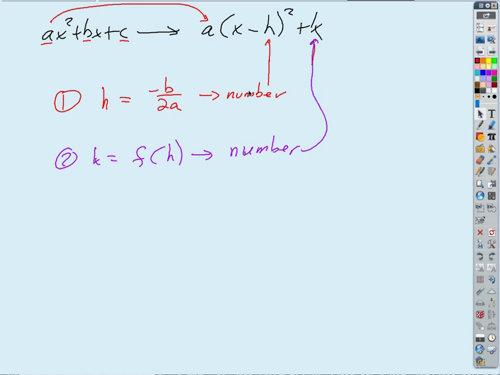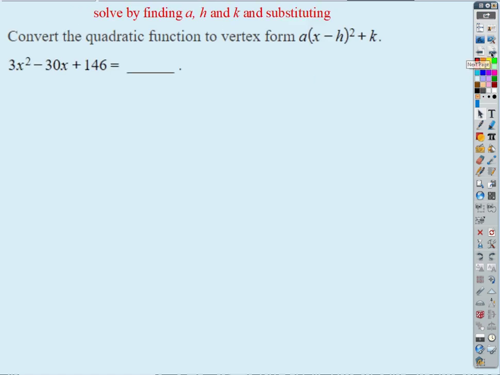How do I find k? Well, I'm just gonna evaluate the function at h, right? K is the y coordinate. I find a y coordinate by plugging in the x coordinate into the function, right? And so I get back a number for k and I plug that in. So let's look at an example about something like this. And we've already done some like this. So it starts off in standard form. What are the values of a, b, and c in standard form?